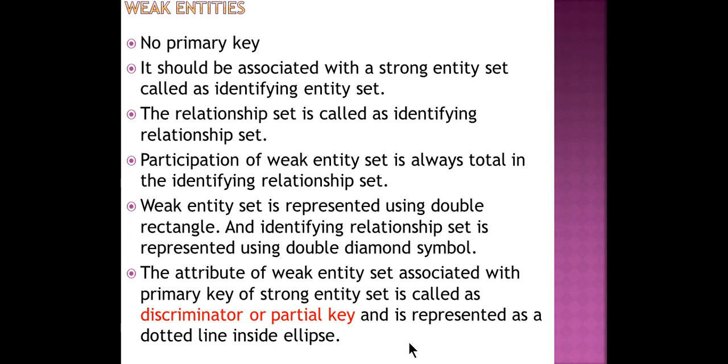Now in the next video, we'll see what are the different types of entities, and with that we'll discuss one example how to construct the ER diagram.